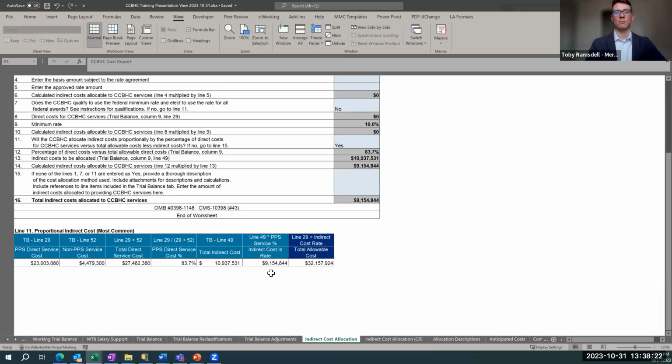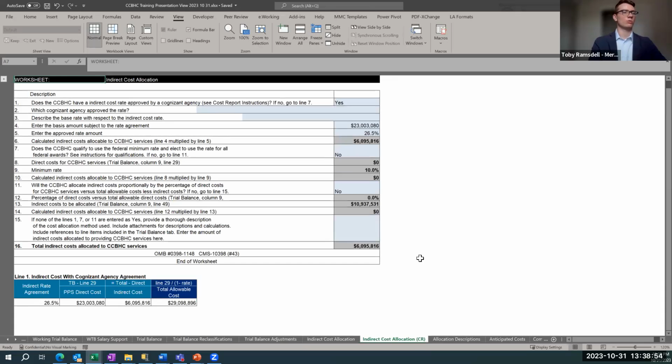It just multiplies those indirect costs, the total indirect cost, times the ratio of CCBHC direct services to total direct services. And then I've calculated the allowable amount by adding this $9.1 million of indirect costs to the $23 million of direct CCBHC costs. So you'll be able to tie this figure out to the PPS2 schedule.